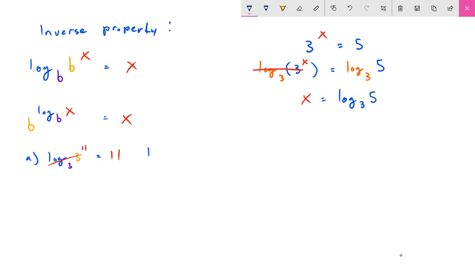All right, next example. So it cancels the log and the base both out? Exactly, because the log base 3 cancels out the base of 3. Brings down the 11. See how 11 is an exponent to start with? It brings it down, so now it's just a number. It's not an exponent anymore.